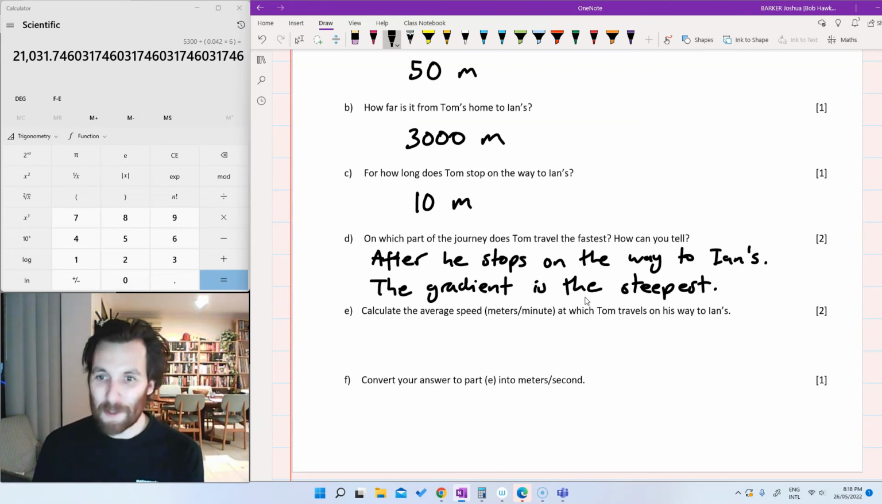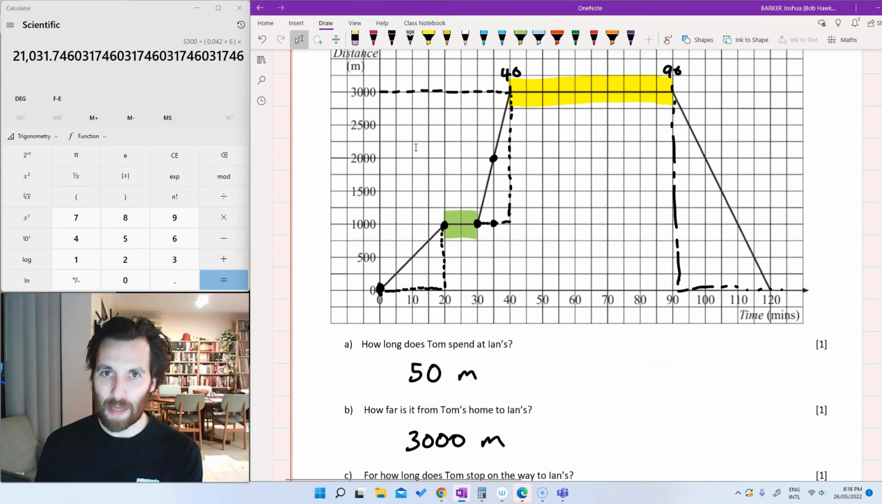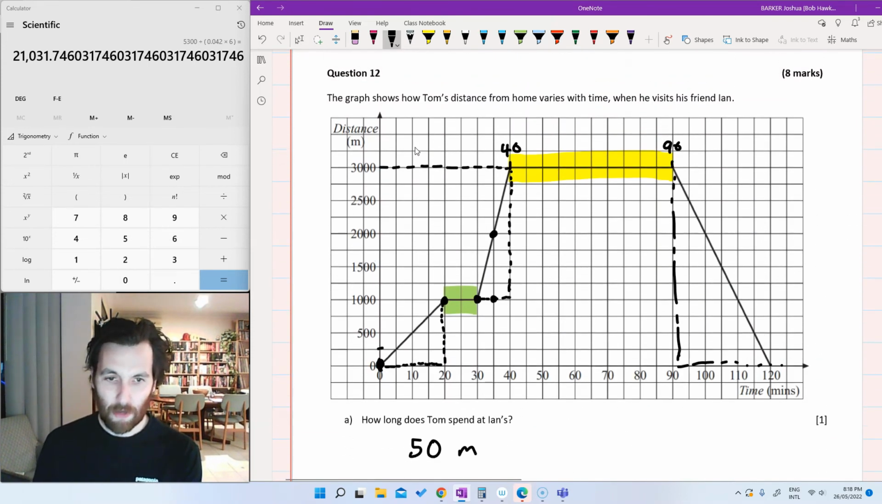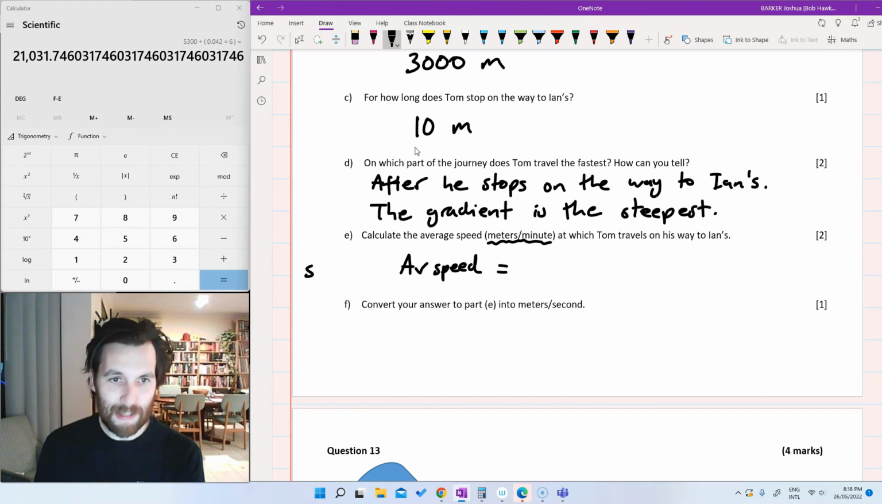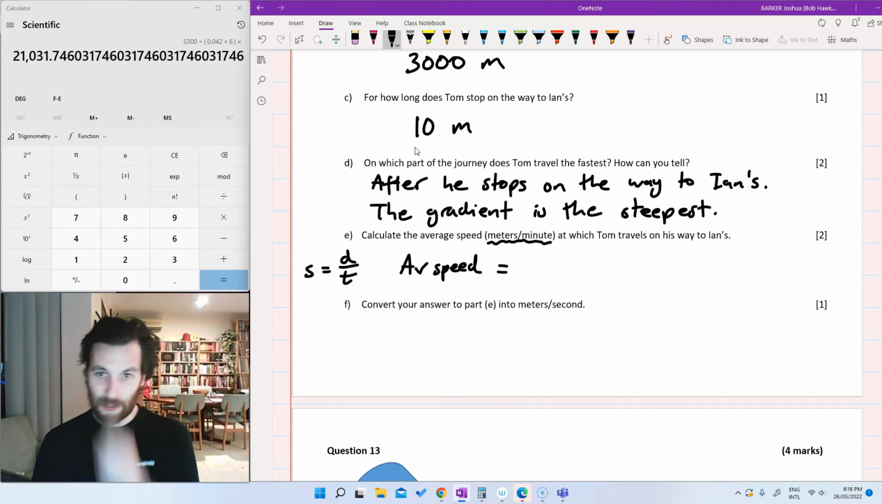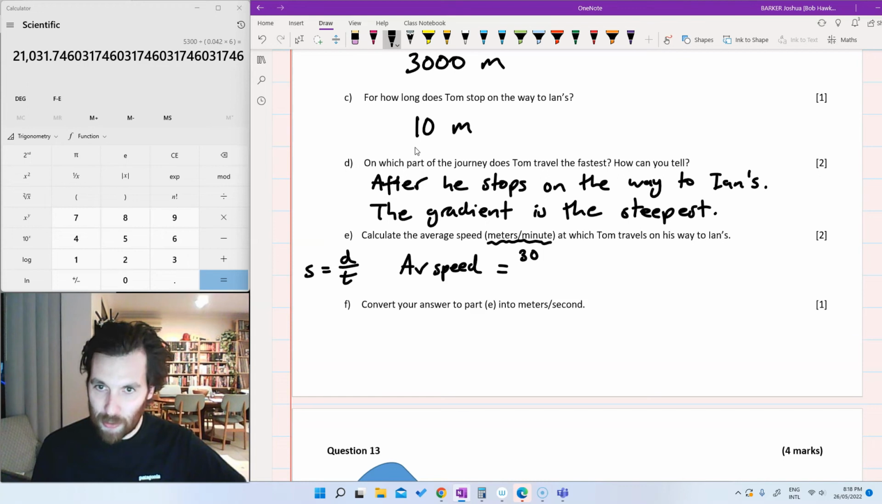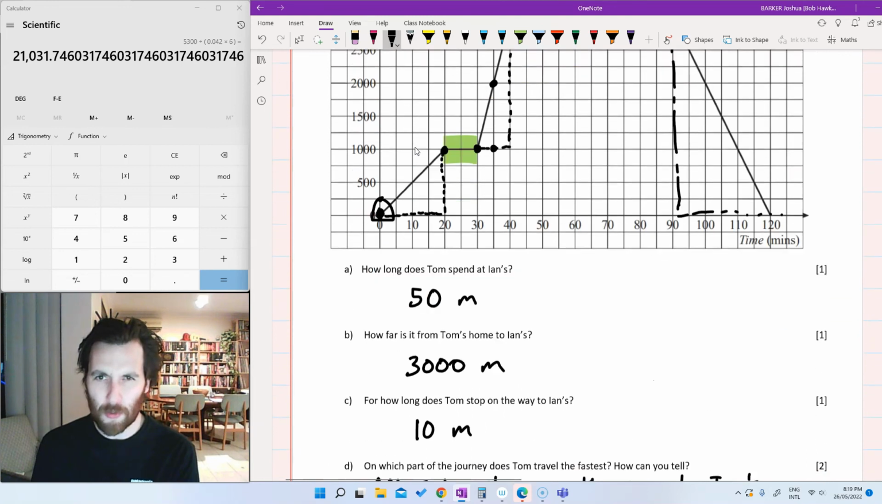No, we do though. Average speed at which Tom travels on his way to Ian's. So that's from here, from 0, 0, all the way up to here. So we've covered there 3,000 meters. Hang on a sec. So average speed, and we're asked to find it in meters per minute. Speed is given by distance divided by time. So for this question, we're going to take the distance, which is 3,000 meters, and divide it by the number of minutes that it took, which was 40.